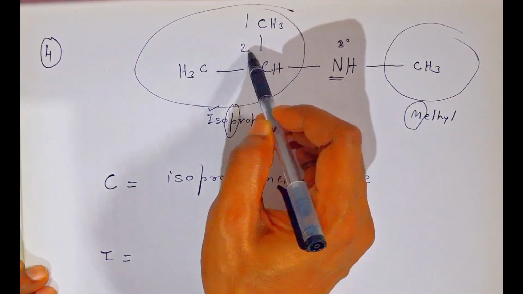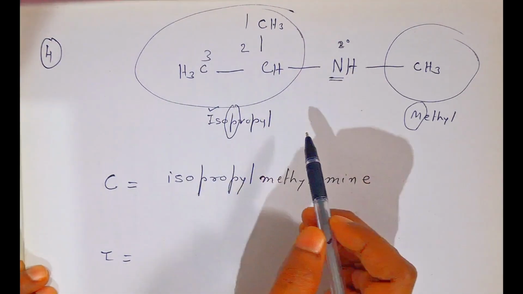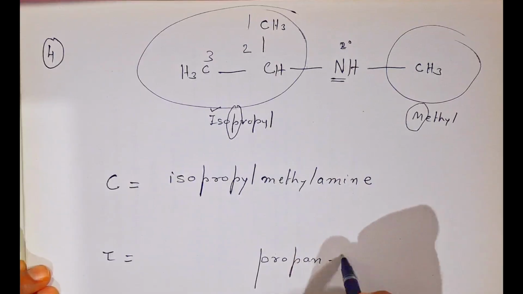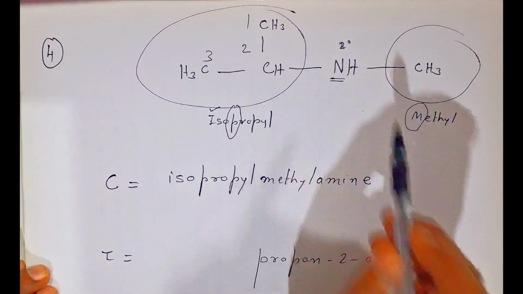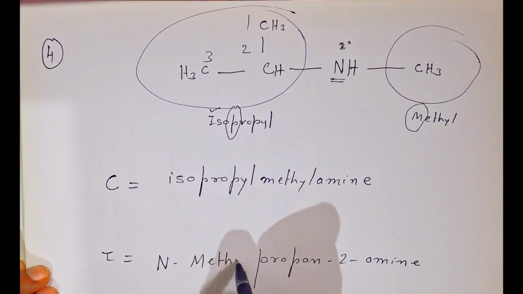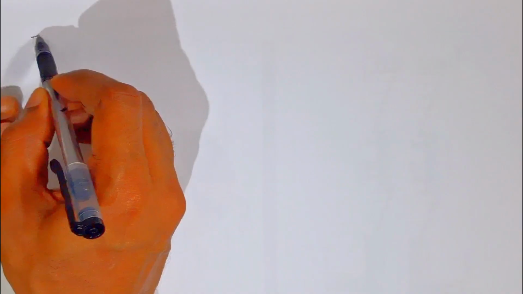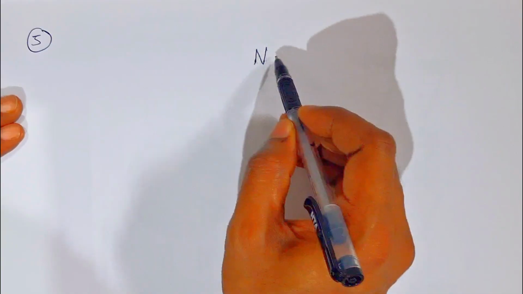This is the longest chain of hydrocarbons, propane. At carbon number 2 amine is attached, so we call it propane-2-amine. Now students, here the methyl is attached to this nitrogen, so we call it N-methylpropane-2-amine, which will be the IUPAC name of isopropyl methylamine. Fifth molecule of secondary amines. This is a secondary amine.